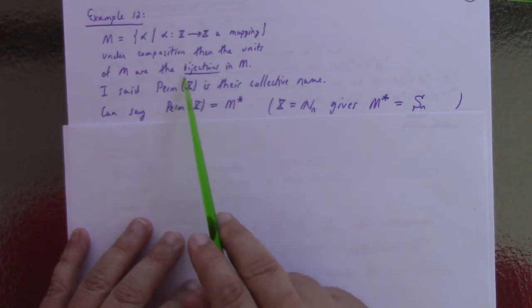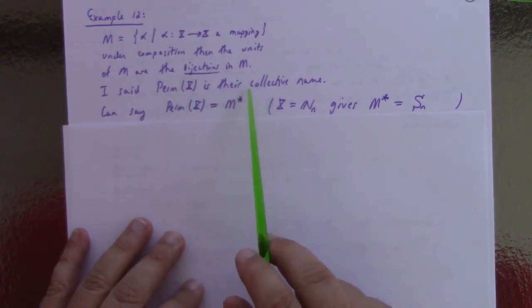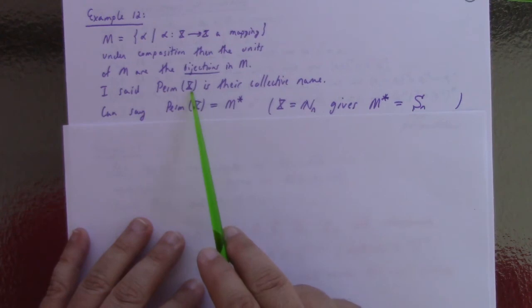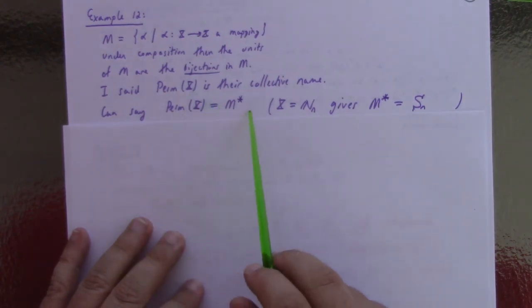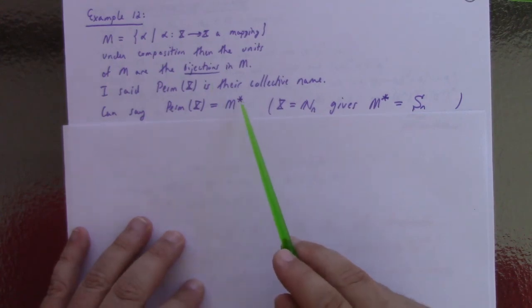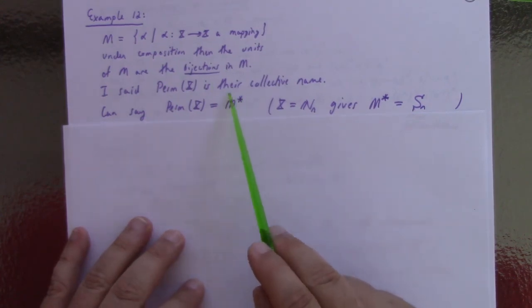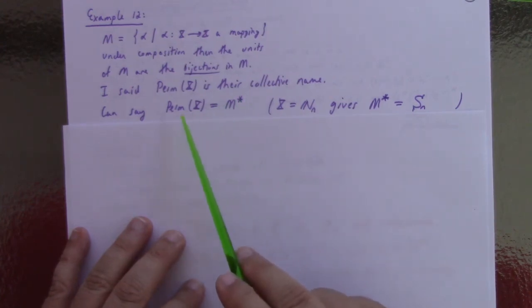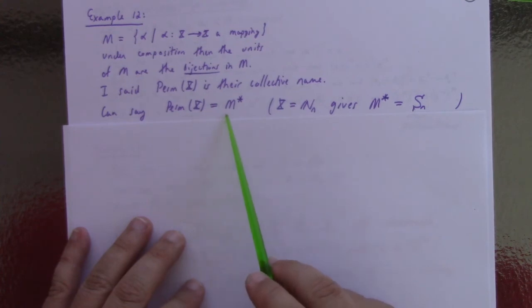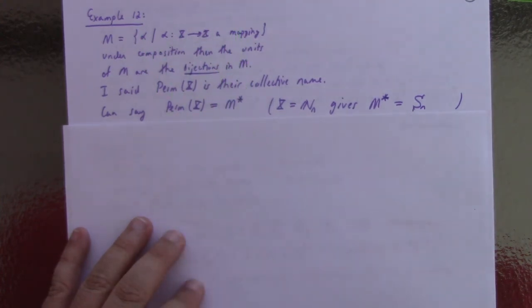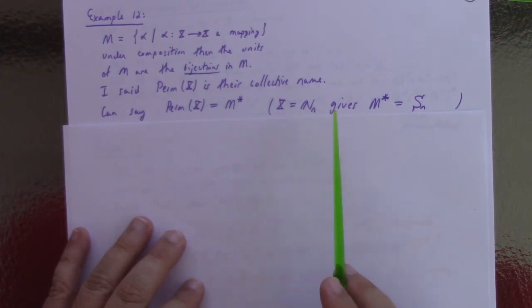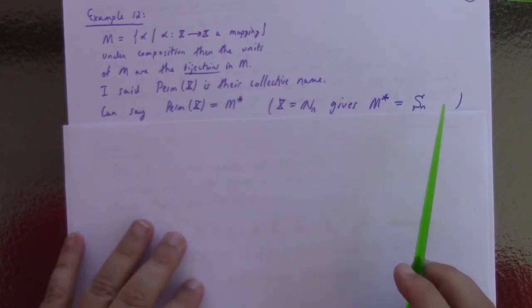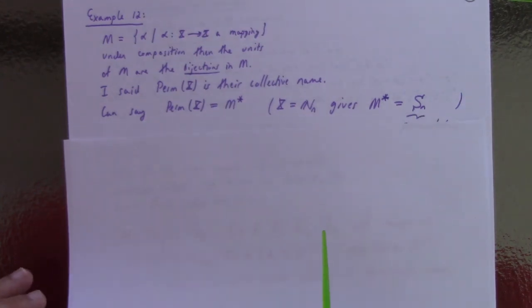I said that the permutations of X was their collective name; that's the set of all bijections of the set X. So if we use this notation, take a monoid and put a star on it, this monoid with a star on it is the set of all things in the monoid which have inverses. With respect to this notational choice, the permutations of X are M star, where M is the set of all mappings on X. In particular, if we look at the set X equals {1, 2, ..., n}, then M star is in fact the set of permutations, or S_n, the so-called symmetric group.